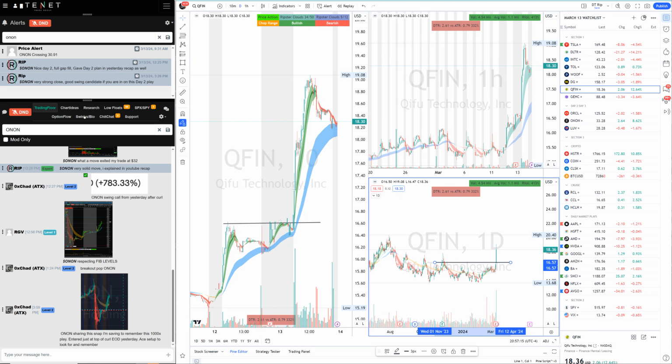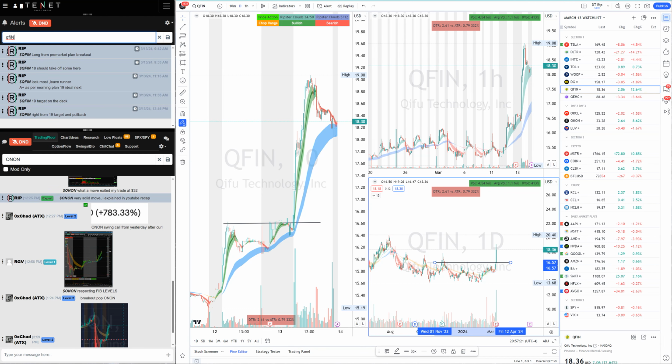That's why I gave those levels on QFIN, and then the whole day what QFIN did was, you can see my tweet, pre-market long. From the pre-market plan, 18 you should take up first, and then 19 will be the next target. 19 target was on deck, and look here, it met 19 and faded back 70 cents. Right from my target, QFIN faded back. Beautiful trade. Love when the planning works. Right from the guidance, beautiful long, amazing.